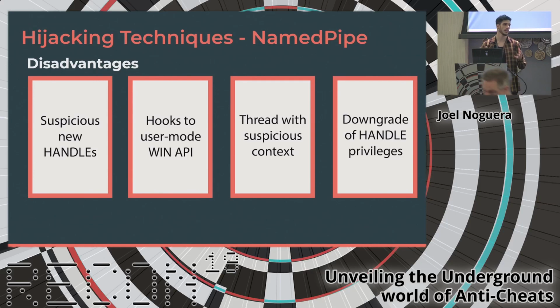They register pre and post operations, so when a new handle is created, they can analyze which privilege this handle is requesting and modify it so it doesn't have the required privilege to manipulate the process.